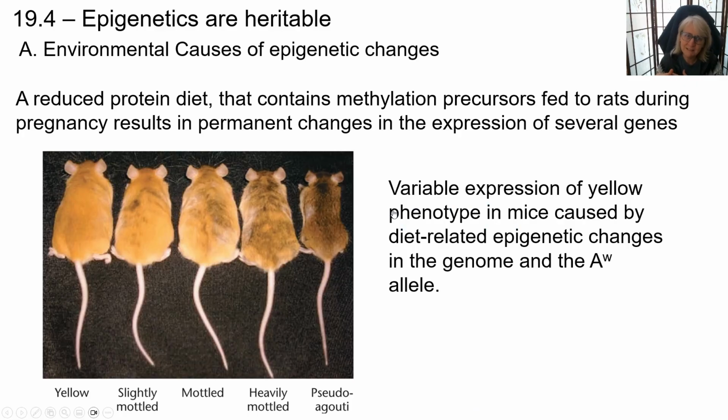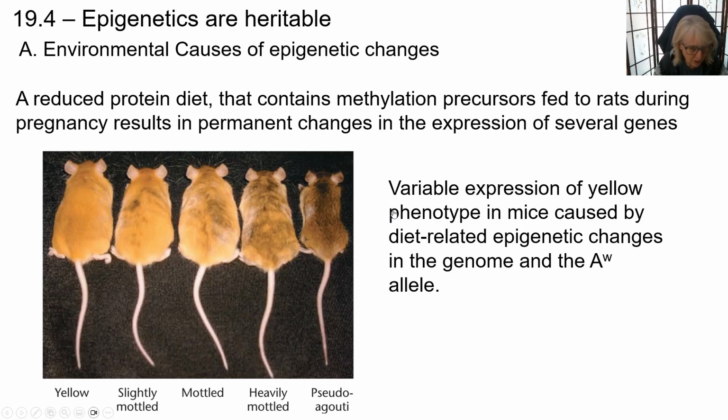We see this in mice. So this is heavily experimented on. If you take mice and you lower their protein diet and you give them less and less of the methylation precursors in their diet, it actually causes permanent changes in genes in their offspring that actually expresses in their coat color. So super easy to measure.